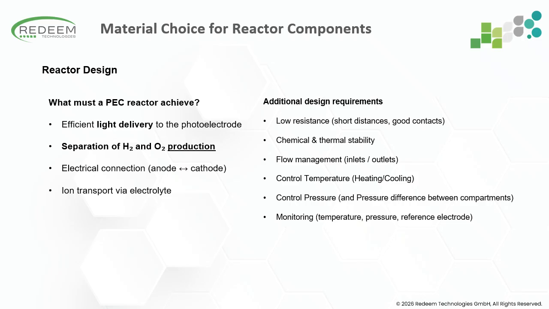Beyond these core functions, a practical reactor should also minimize electrical losses, remain chemically and also thermally stable over long operating times, should provide good flow management for reactants and products, and allow the operating conditions such as pressure and temperature to be monitored and controlled. For research applications, it may also include a reference electrode for precise electrochemical measurements.